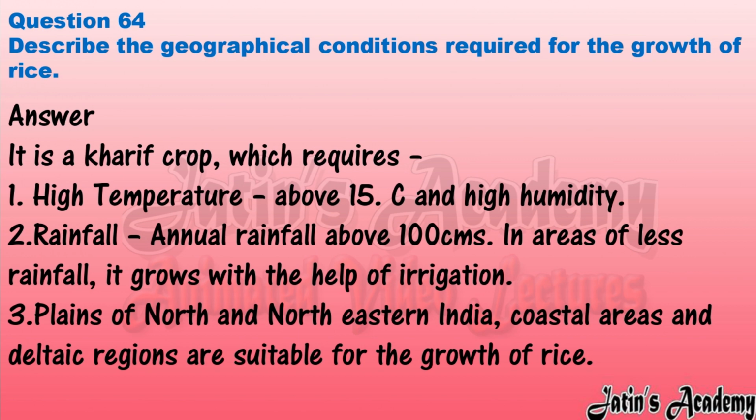Question 64. Describe the geographical conditions required for the growth of rice. Answer. It is a kharif crop, which requires 1. High temperature, above 15 C and high humidity. 2. Rainfall, annual rainfall above 100 cm. In areas of less rainfall, it grows with the help of irrigation. 3. Plains of North and Northeastern India, coastal areas and deltaic regions are suitable for the growth of rice.